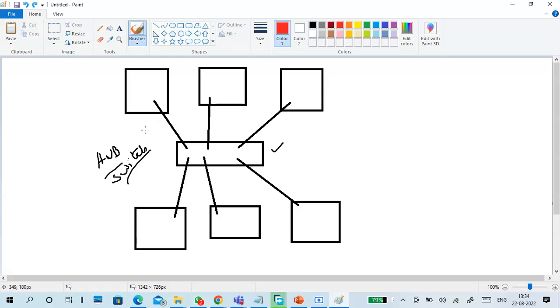For example, if this PC is down, no problem. All other PCs will communicate with each other. If this wire is down, the other PCs will still communicate with each other. If your hub or switch is down, there is no communication at all. So we can locate exactly where the issue is: a device issue, a cable issue, or a switch or hub issue. So it is easy to configure and less complex, and easy to troubleshoot.